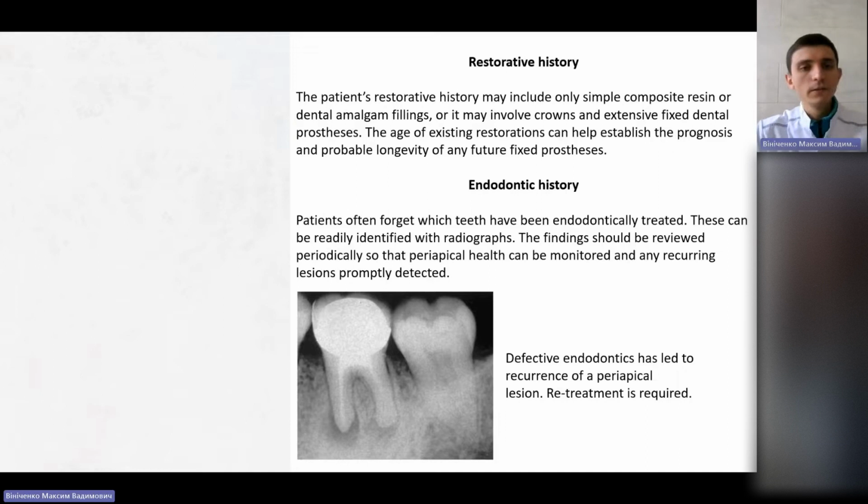So if this tooth is endodontically treated with X-ray contrast material, you can see this picture. And if this tooth has an apical abscess, this tooth needs to be retreated endodontically, you understand. Defective endodontics has led to recurrence of a periapical lesion. As you can see, retreatment is required in this case.